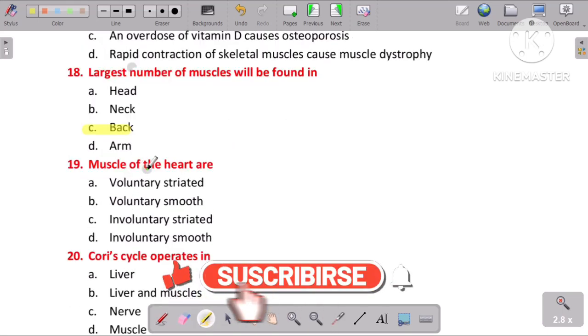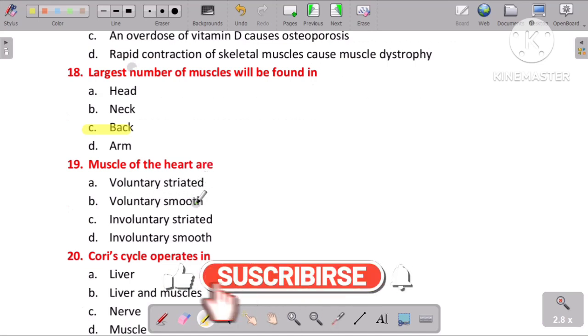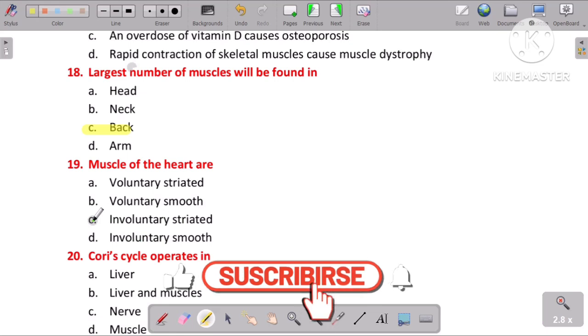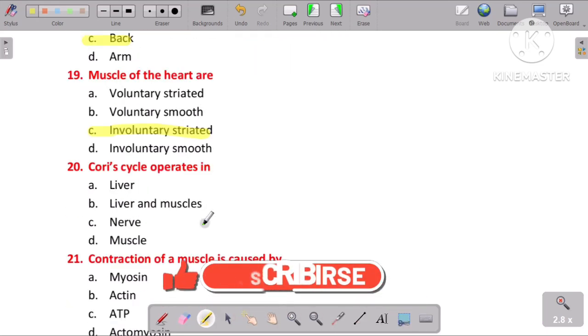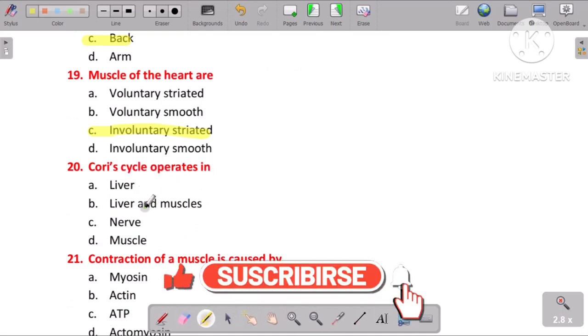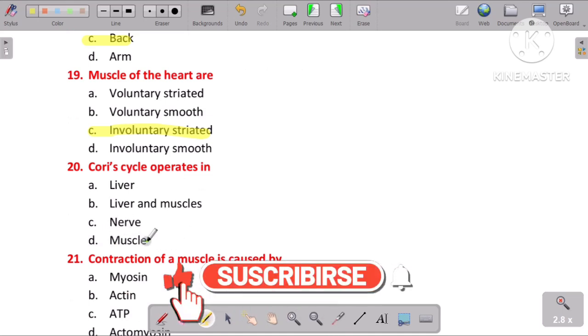Next question is: muscles of the wall of the heart are option A voluntary striated, option B voluntary smooth, option C involuntary striated, option D involuntary smooth. So the right answer is option C, involuntary striated muscles. The next question is: the Cori cycle operates in option A liver, option B liver and muscles, option C nerves, option D muscles. So the right answer is option B, liver and muscles.